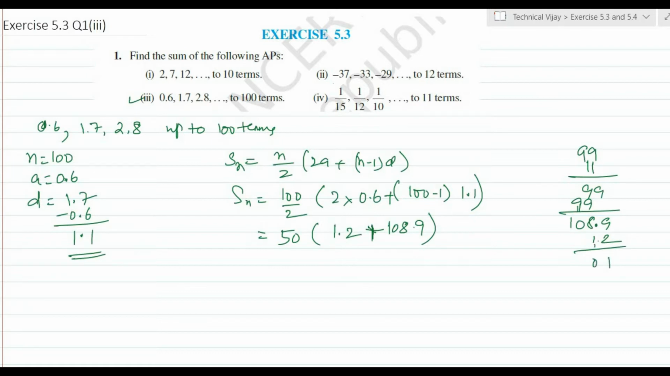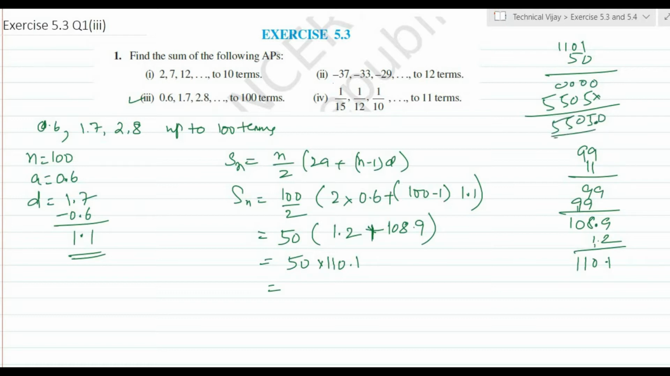So we get 110.1. So 50 into 110.1, that is 50 into 1101. 5 ones are 5, 0, 5, 5, so 5505. So the answer will be 5505. This is the sum of all the terms.